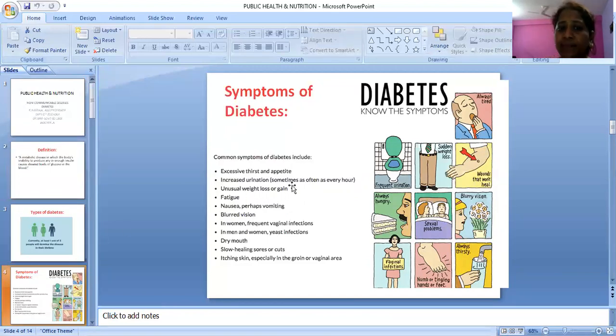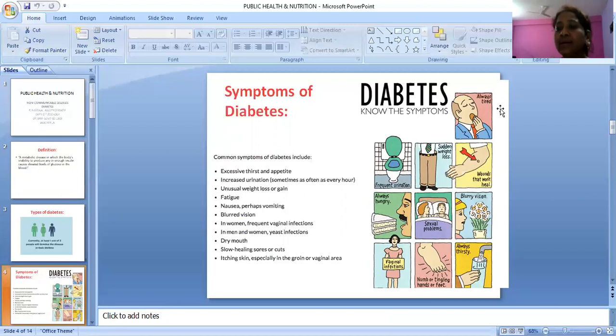Next, in this slide you can see the common symptoms. First, excessive thirst, which I have already explained, that is polydipsia; excessive appetite, polyphagia; increased urination, that is polyuria; unusual weight loss or weight gain, fatigue, tiresome, nausea, vomiting, blurred vision, and in women, vaginal infections or fungal infections we can see. Then in men and women, yeast infections are common in people suffering from diabetes. Slow healing of wounds and cuts, itching skin in groin and vaginal areas.